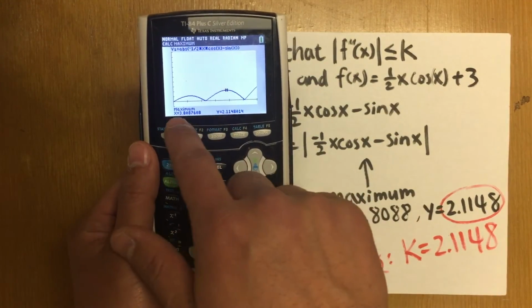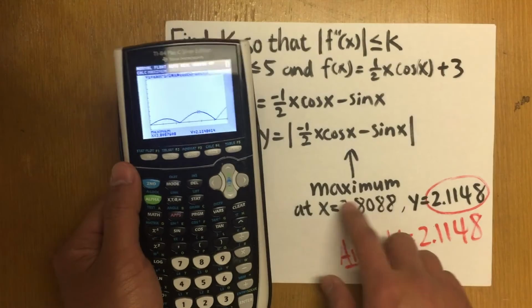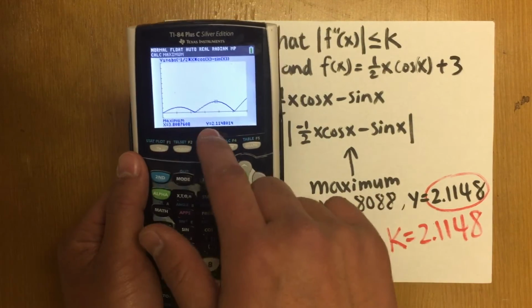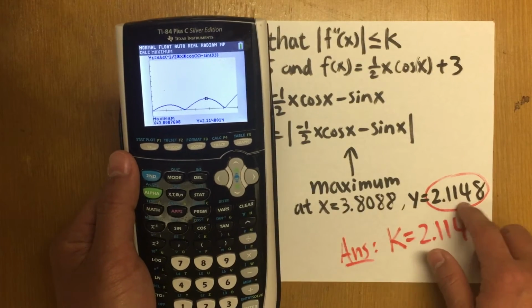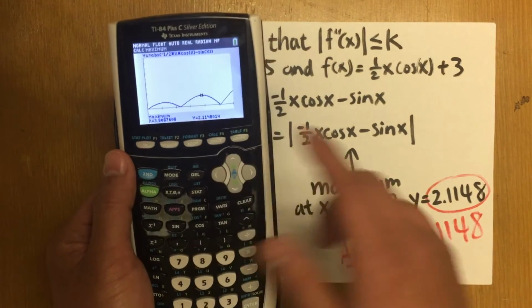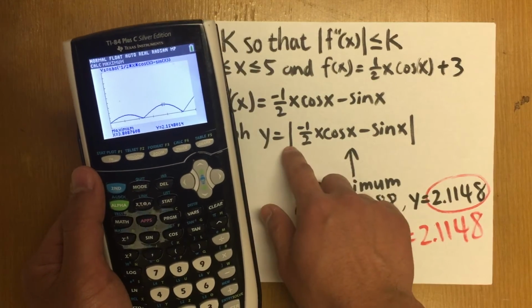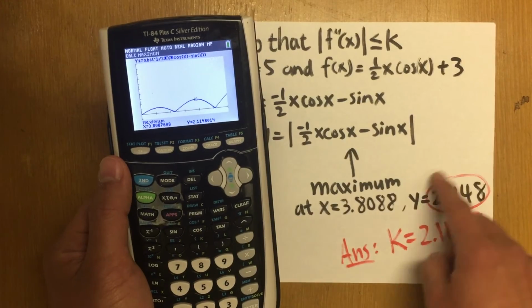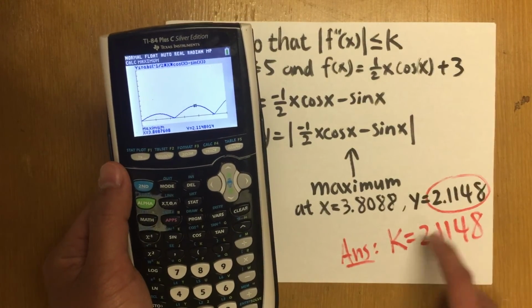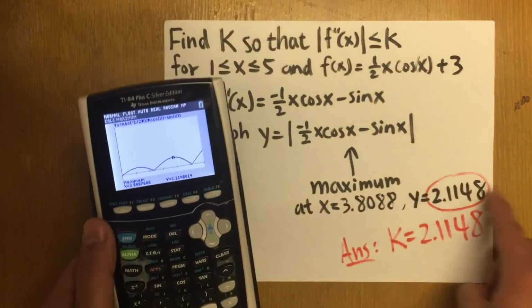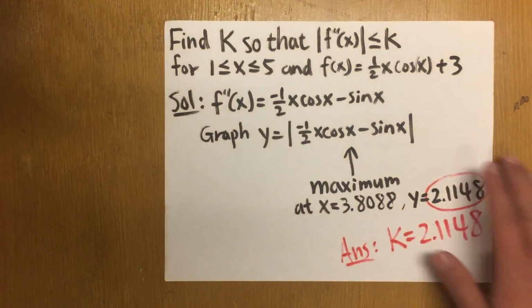And the maximum is when x is equal to 3.8088, and the y value is 2.1148. Well, the y represents the absolute value of the second derivative. So this number here is the k value. This is how we are going to get the k. So you use the y right here.